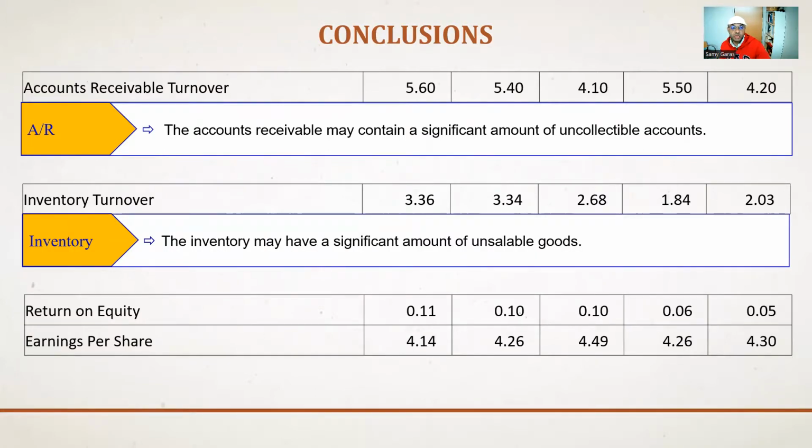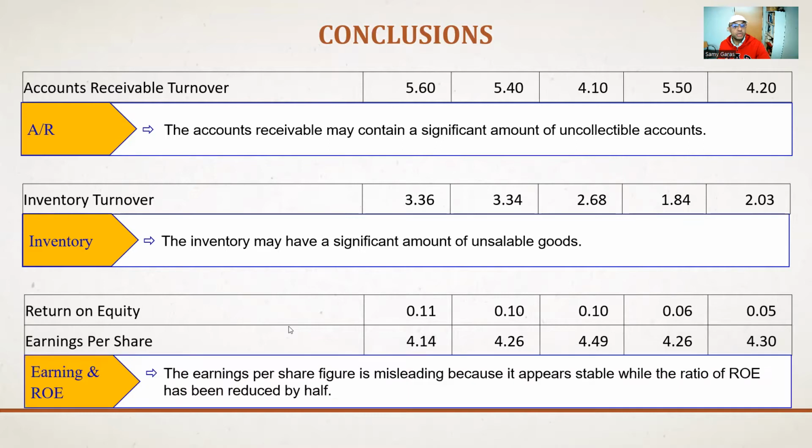And then the return on equity and the earnings per share. It's very misleading here, because when you look at the earnings per share, it was 4.14, and here it's 4.3. So you feel the earnings per share is quite stable. However, the return on equity was 0.11, and it goes down to 0.05. So when we talk about the earnings per share, it might be misleading, but when we put it next to the return on equity, we know there is a big problem with the net income generated by the company.